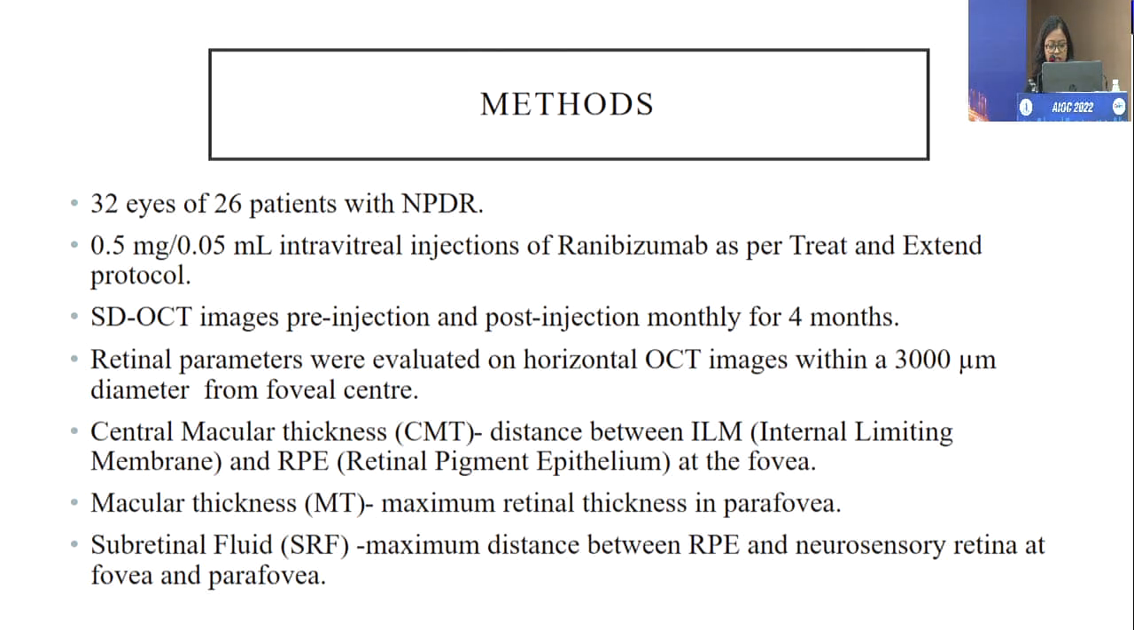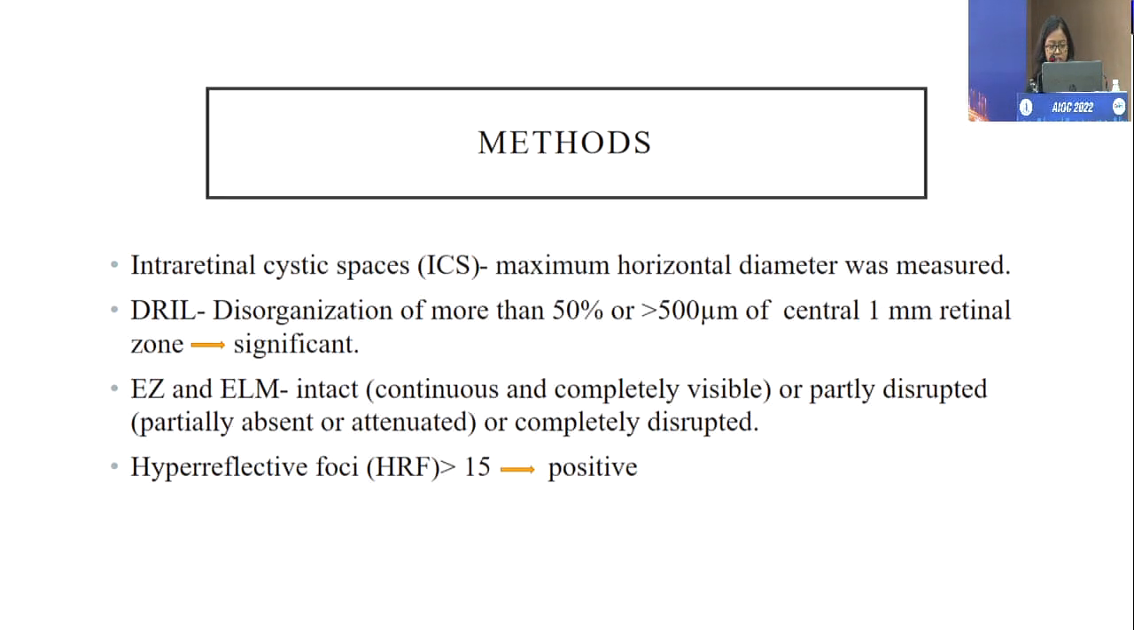And then we measured CMT, central macular thickness, subretinal fluid, intraretinal cystic space, disorganization, that is DRIL more than 50%, EZ and ELM, whether they are intact, partially disrupted or completely disrupted, and hyperreflective foci, more than 15 taken as positive.